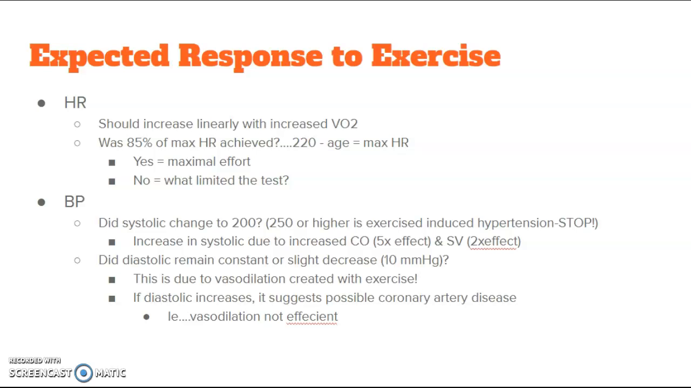Then again, did the diastolic blood pressure remain constant or decrease a little bit? Again, I mentioned that this is due to vasodilation, which occurs with exercise. If the diastolic pressure increases, it suggests possible coronary artery disease. This isn't confirmatory, but you might want to start thinking that that's possible. That means that the vasodilation is not efficient. Maybe there are vasoactive chemicals being released, but for some reason it's not causing the vasodilation effect. That could be because the vessels are blocked with clogged arteries, and so that's why the diastolic pressure would go up, possibly.